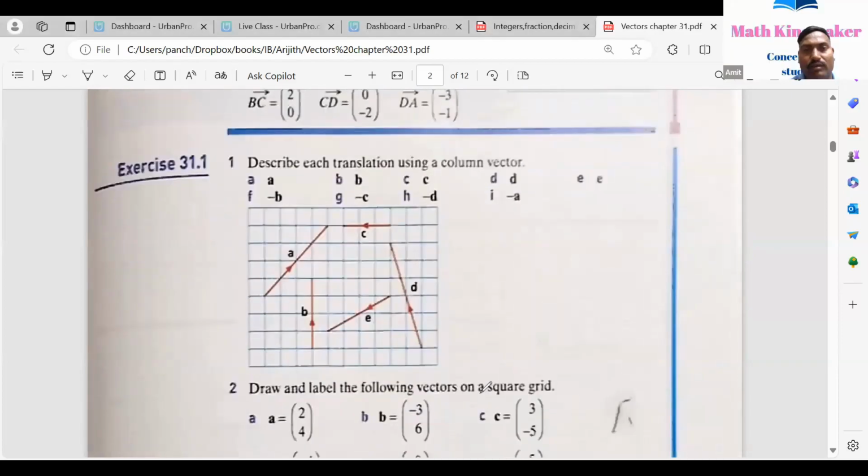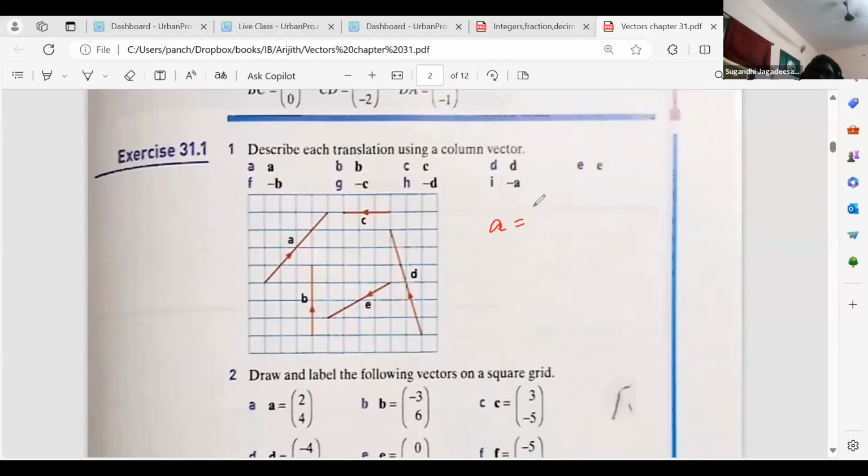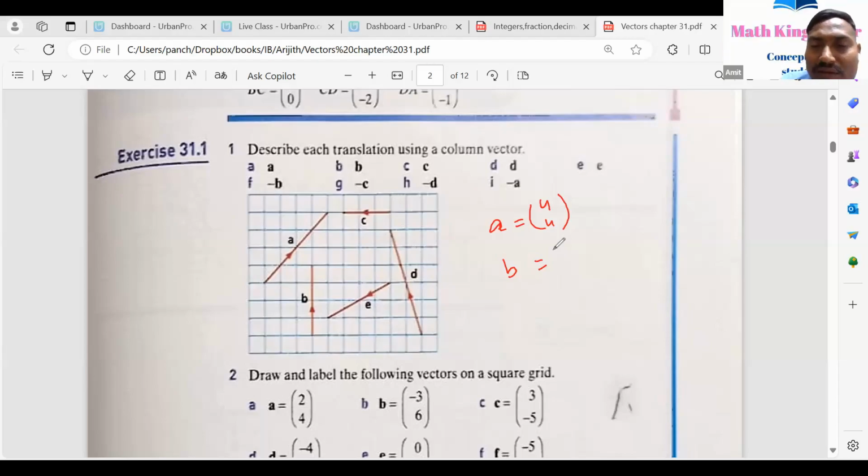Now describe these vectors. Do it very fast. What is A? So 4, 4. 1, 2, 3, 4. Yes, it is 4, 4. Very nice. So for B, so 4, 0. No, what is the x change? So (0, 4). You have to first write down x and then y.